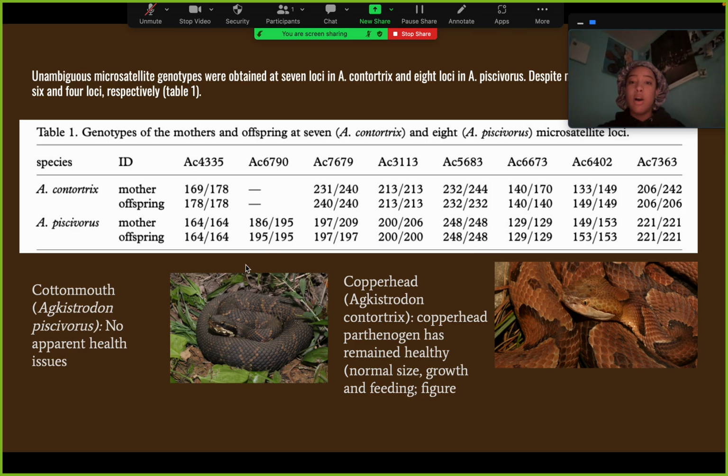parthenogens. So the offspring from this research, the parthenogens, the cottonmouths had no apparent health issues. They were released after their birth, but the copperhead offspring were kept in the zoo, and they are still living to this day. They had no issues with growth. They had no issues with eating, and they grew up to be really healthy.